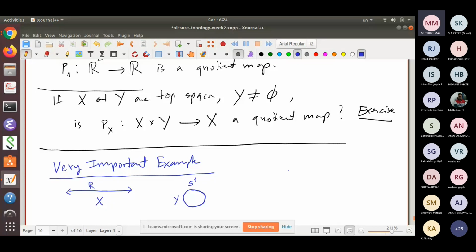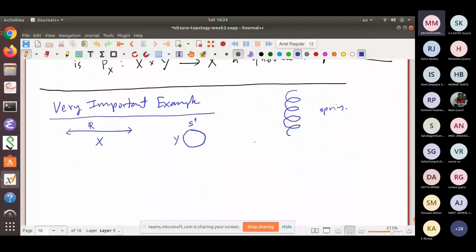Now I'm going to define a map from the line to the circle like this. I'm going to arrange the line like a spring. Now this is a three-dimensional picture, and the line is not intersecting itself. This is like a spring. So Thindik has told us, write your maps vertically. So the map is going to go down from here into the second space here. This is the spring.